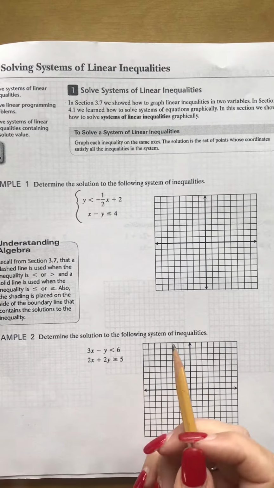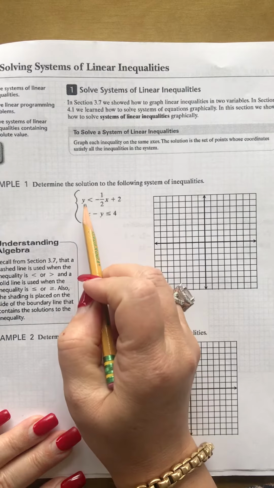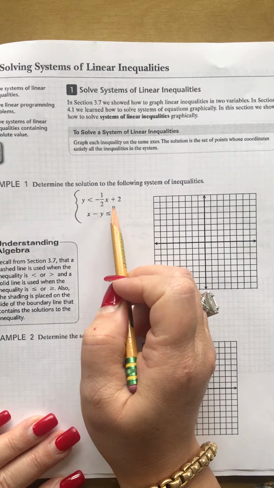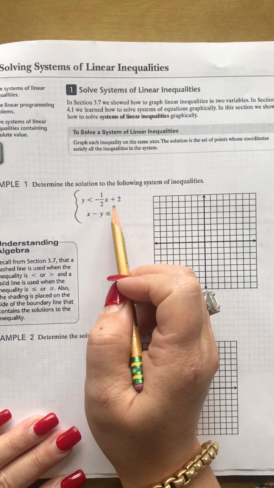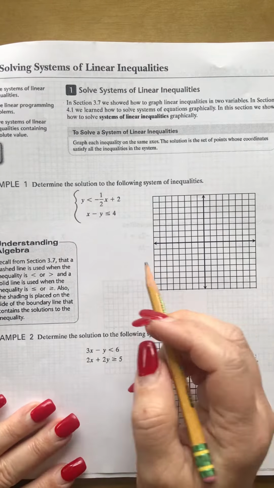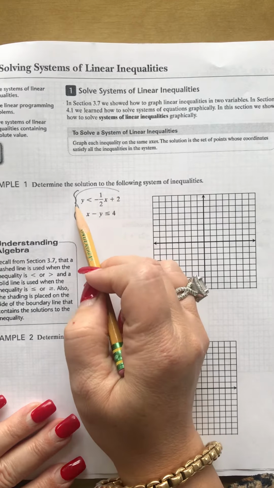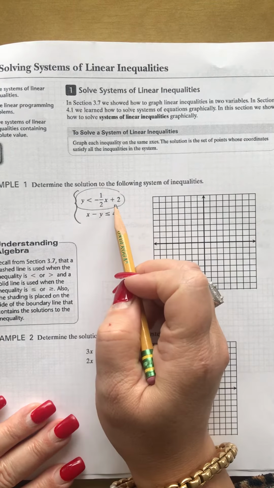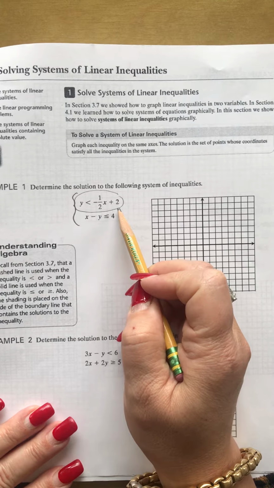So just like we did in chapter 3, you want to make sure that your inequality is either in slope-intercept form, or you may want to graph it using the x and y intercepts, depending on what you're given. So for this one, y is less than -1/2 x plus 2. Since it's in slope-intercept form, it's very easy to graph this.